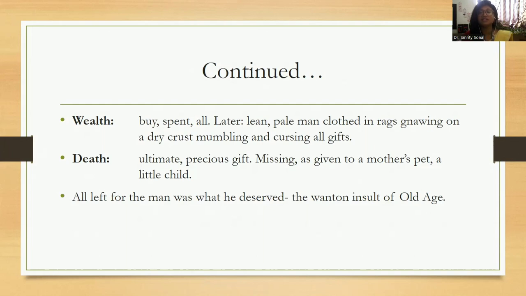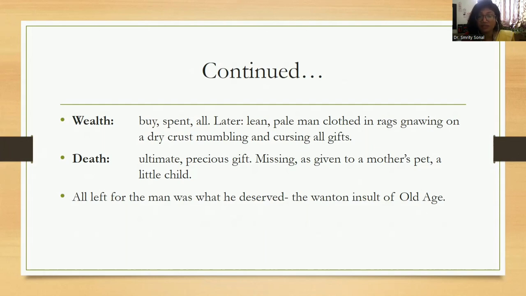And later on, the man is found lean and thin and pale. He was almost looking sick, and he was just gnawing on, or chewing on, a dry crust of bread. And while he was sitting there, he was cursing all the gifts. And he realized towards the end of the fourth gift that all these gifts were a disguise. So ultimately, the only thing that was left was death.